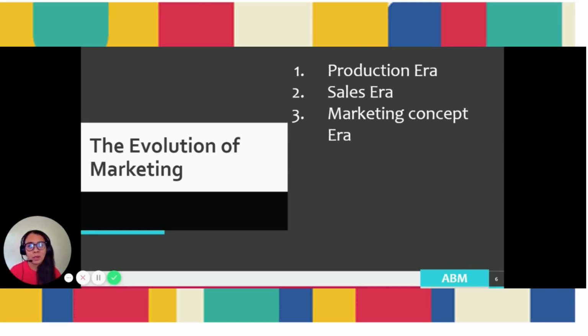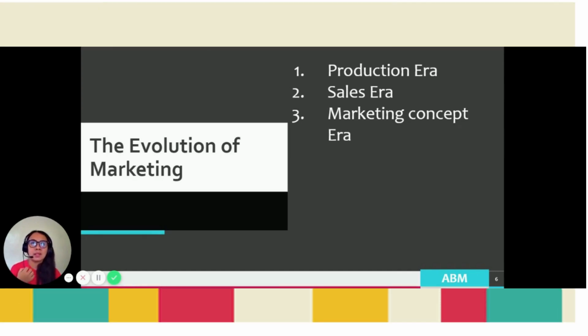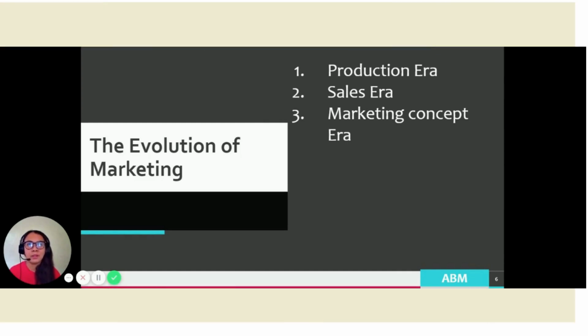The goal of the marketing concept is a win-win scenario where the customer receives good value and is satisfied, and the firm, on the other hand, is rewarded with profitable business. The next one is the customer relationship era. This is between the 1990s and 2010.